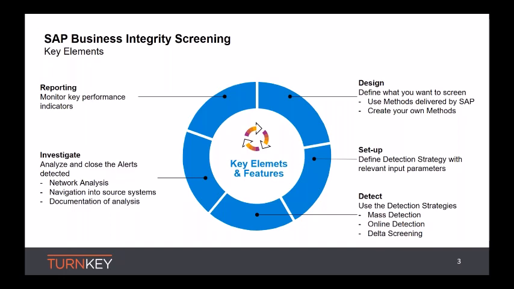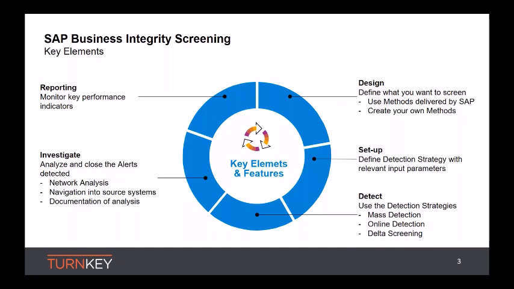On the left side, we have the investigation. This is the part where most of the end users are working with the solution. When an alert is created, so we have been running the mass detection for duplicate invoice, and there are now alerts created, it needs to be checked if this is really a duplicate invoice or if this is a false positive, so two separate documents. This is supported by the network analysis, and you have navigation in this alert to navigate to target systems, and you can do all the documentation and so on in this alert in the investigation part.